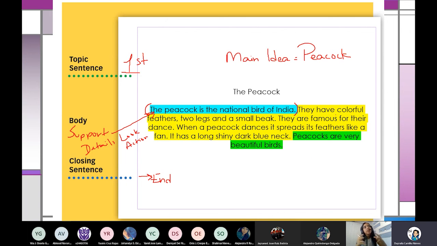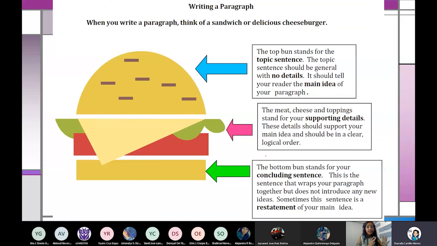It's very important that you always have a sentence that closes, because if you leave it at it spreads its feathers like a fan, it has a long shiny dark blue neck, they left me hanging. So, moving on. At the beginning, I told you that an essay and a paragraph can be compared to a hamburger. Usually, I like using the hamburger metaphor with the essay because it works better with an essay, but I need to show it to you because it's also a very good example.